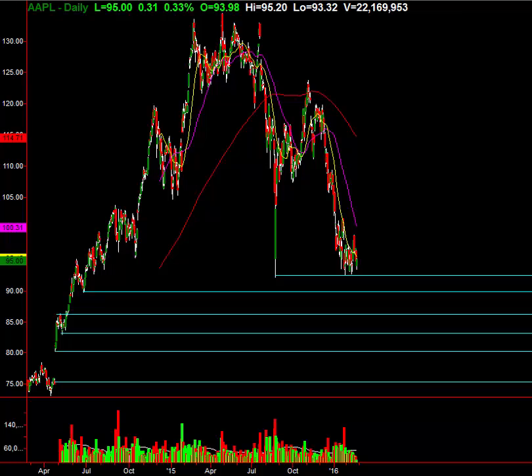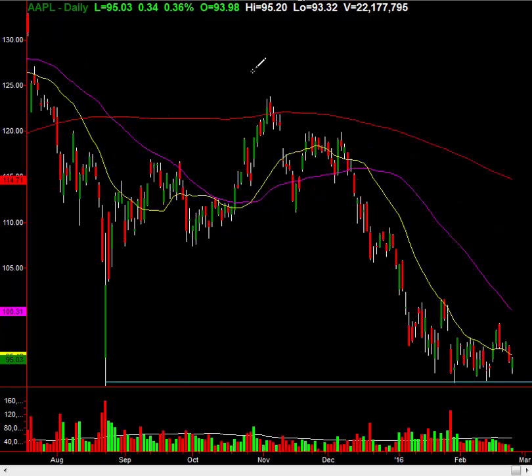So again, you can thread the needle and go long for a short amount of time, but then expect more downside, folks. Expect more downside on Apple. All right, hope you learned something here, guys. And again, short-term positive bias on Apple, longer-term, substantially negative bias on Apple.